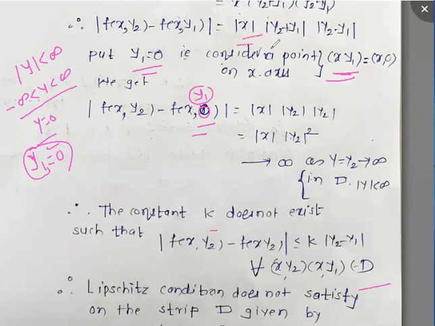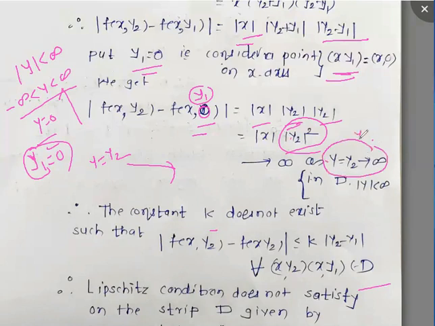On the right hand side, it is mod x, y1 is 0, so we get mod y2. So y2 square, right? So mod of x into y2 square. y2 is again some value of y, and y can take any value in between minus infinity and plus infinity. So when y2 tends to infinity, y2 square also tends to infinity. So mod of y2 square tends to infinity. So this difference tends to infinity.